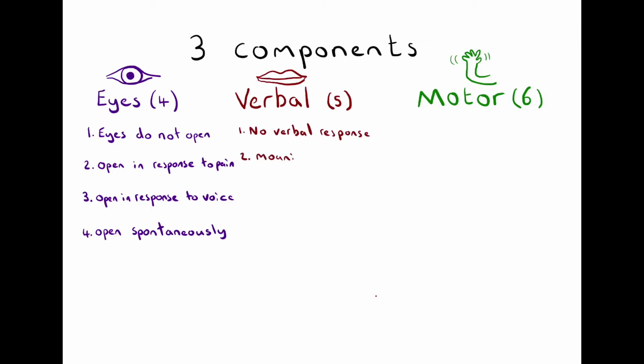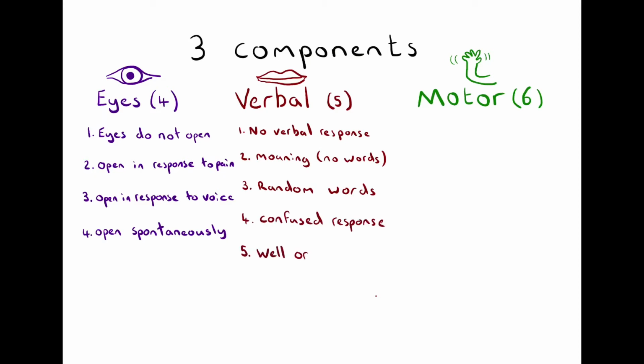For the verbal component, a patient will score a 1 if there is no verbal response. They'll score a 2 if they are making moaning sounds. They'll score a 3 if they are uttering random words. They will score a 4 if they are responding in a confused manner. And they'll score a 5 if they are fully orientated to their environment.